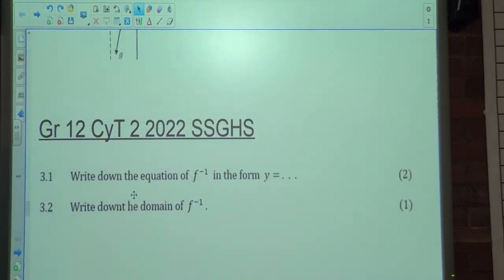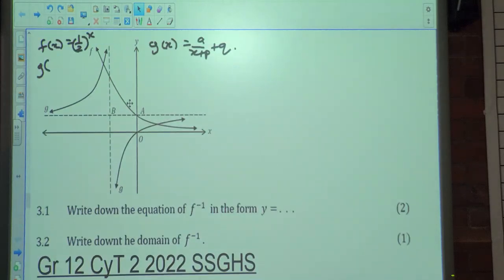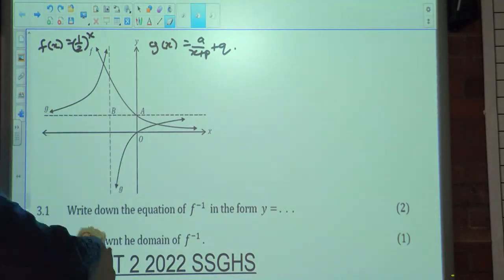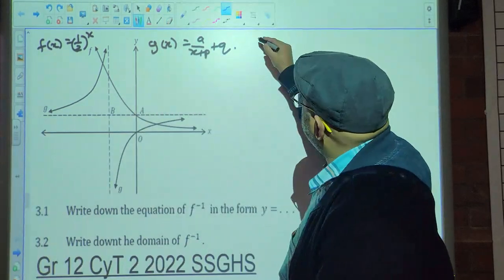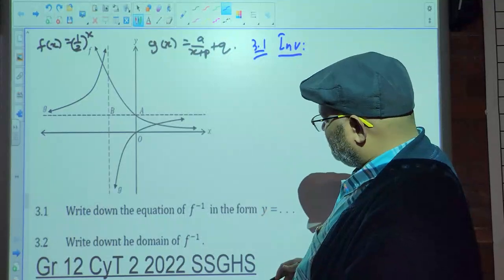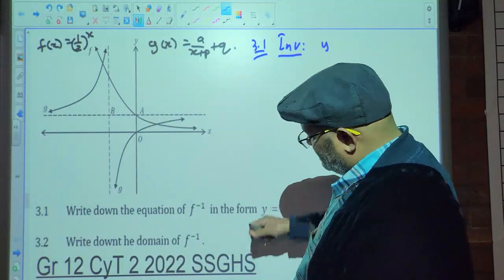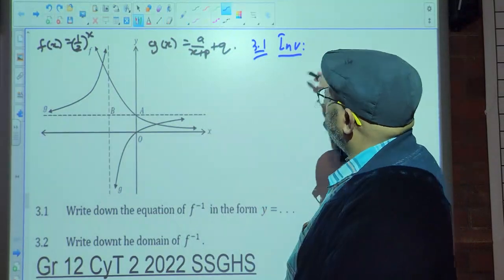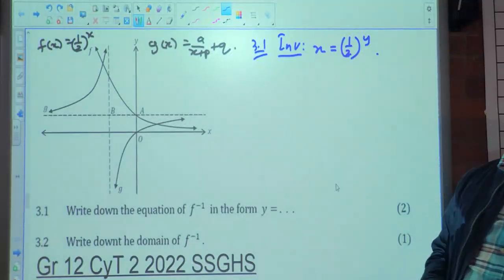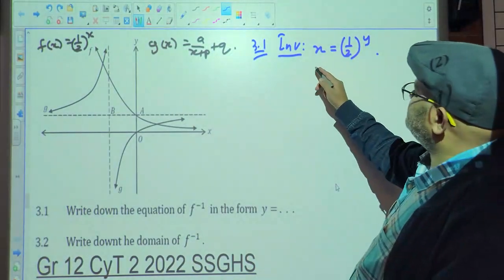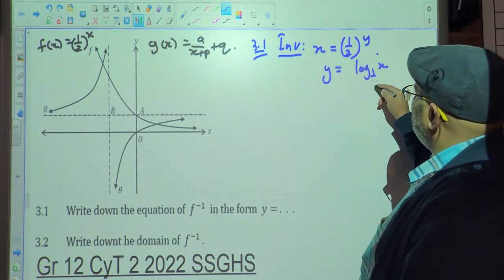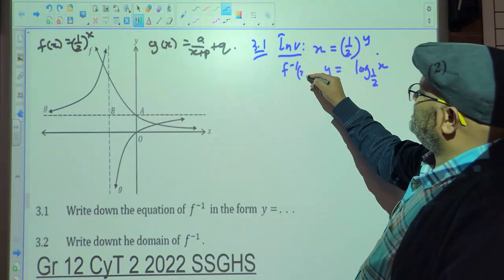First question. Write down the equation of the inverse of f in that form. So what do we do for the inverse function? Interchange x and y. So then x is equal to half to the y. So what do we do now? We apply logs. So therefore y is equal to log x base a half. And this is the inverse of it.